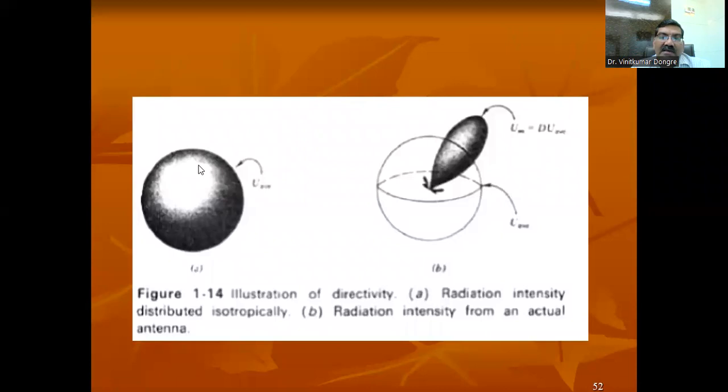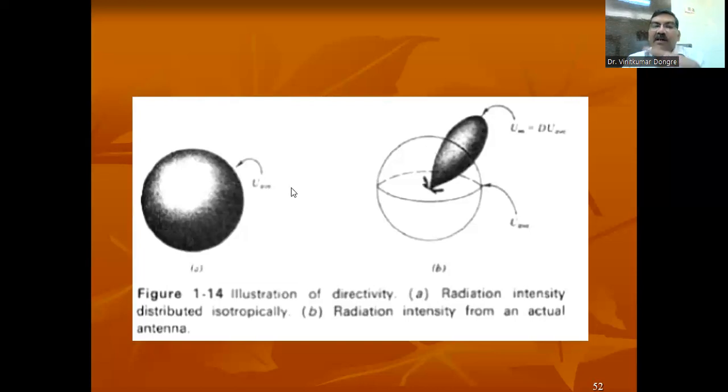This antenna A has comparatively lesser gain, and this antenna has high gain, although they are transmitting the same power. Understand this statement very clearly. If this antenna is transmitting a power of 1 watt and this antenna is also transmitting a power of 1 watt, but the gain of this antenna is high as compared to this because it is radiating in a particular direction. So the directivity of this antenna is high. So that's why the gain of this antenna is high.